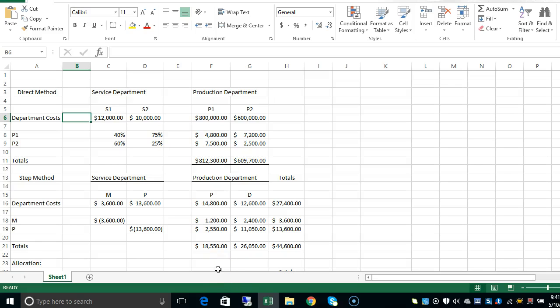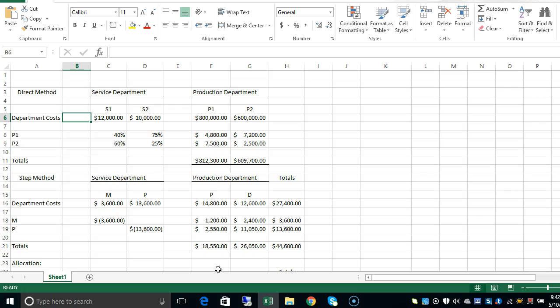Hi, Professor Barati here. I'd like to go over the allocation method known as the direct method, which is the method of allocating overhead costs from service departments into production departments.